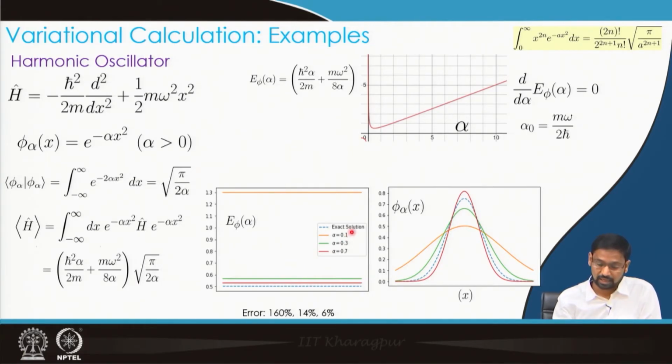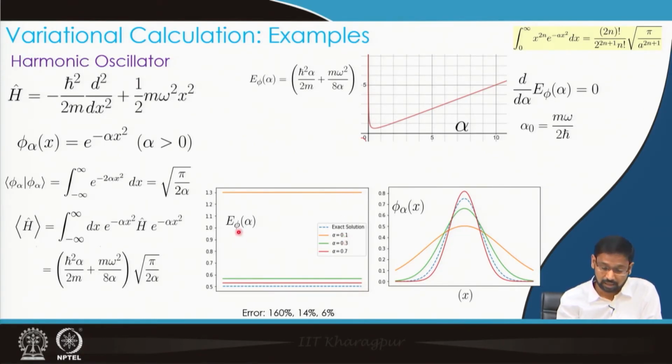Here I am considering mass as 1, omega as 1, h bar as 1, or in other words, I am expressing this energy in units of h bar omega. In that case, the true energy is 0.5 h bar omega, because n is 0. So, half h bar omega, since I am expressing the energy in terms of h bar omega. So, this is 0.5. The dashed blue line indicates the true ground state energy.